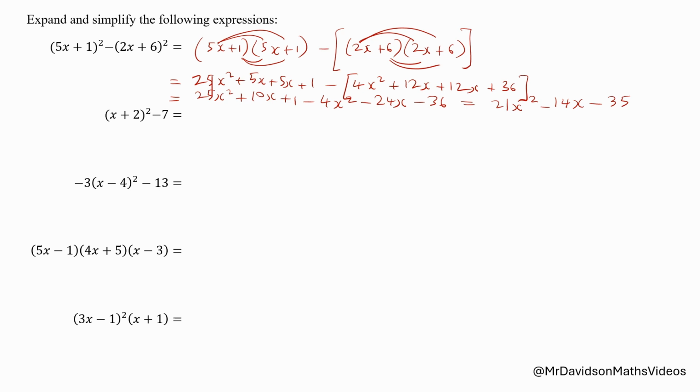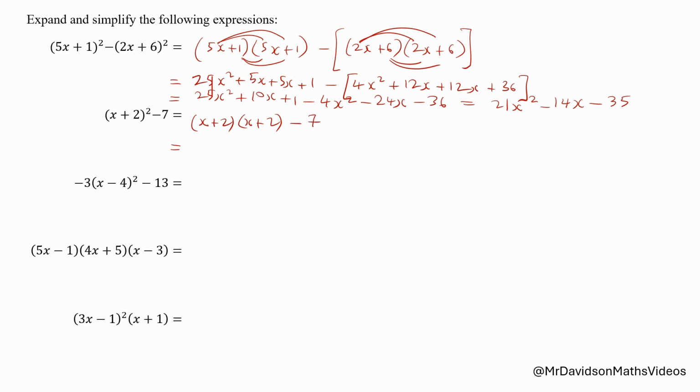The next one, we've got something that's in the form of completing the square. So for the next one, we've got a bracket that's in the form of completing the square. x plus 2 all squared minus 7. So we just expand the bracket and then take away 7 from that. So this would become x plus 2 times x plus 2. Then we take away 7.